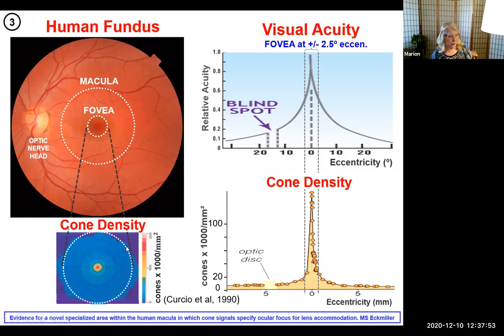On the lower left, we see the beautiful work from Christine Curcio showing the density of cones in the color code, with the fovea being this white dotted area. And really in the center of the fovea, there is the foveola, and there the density of cones is particularly high.